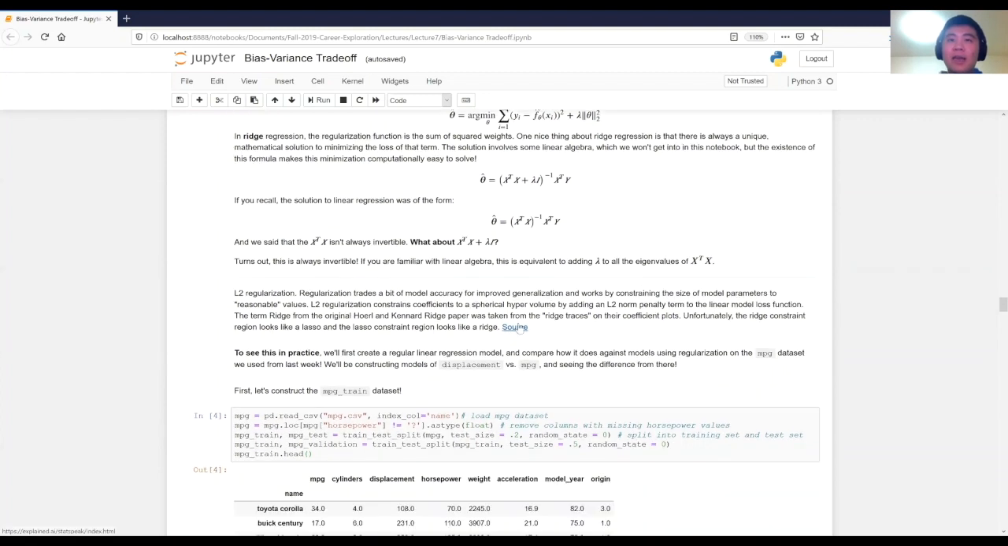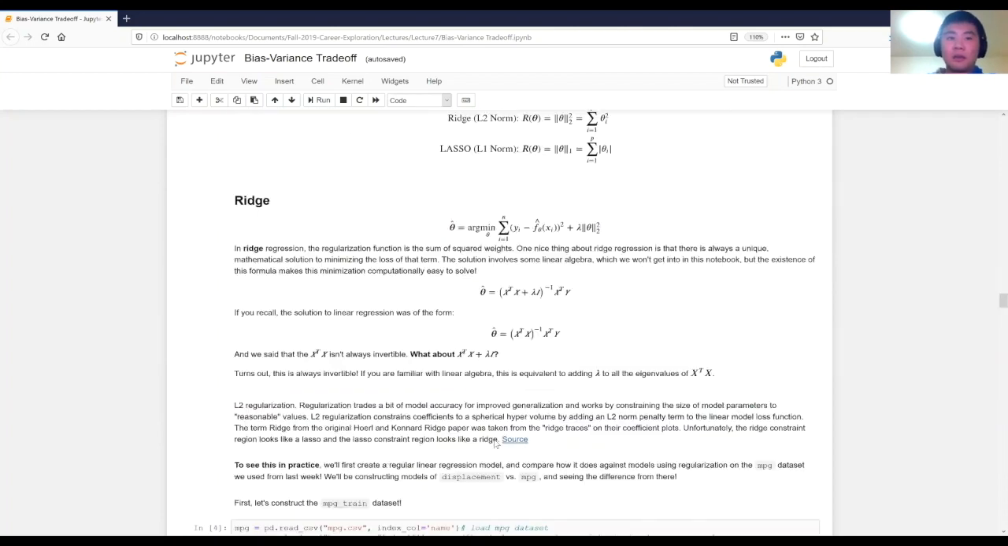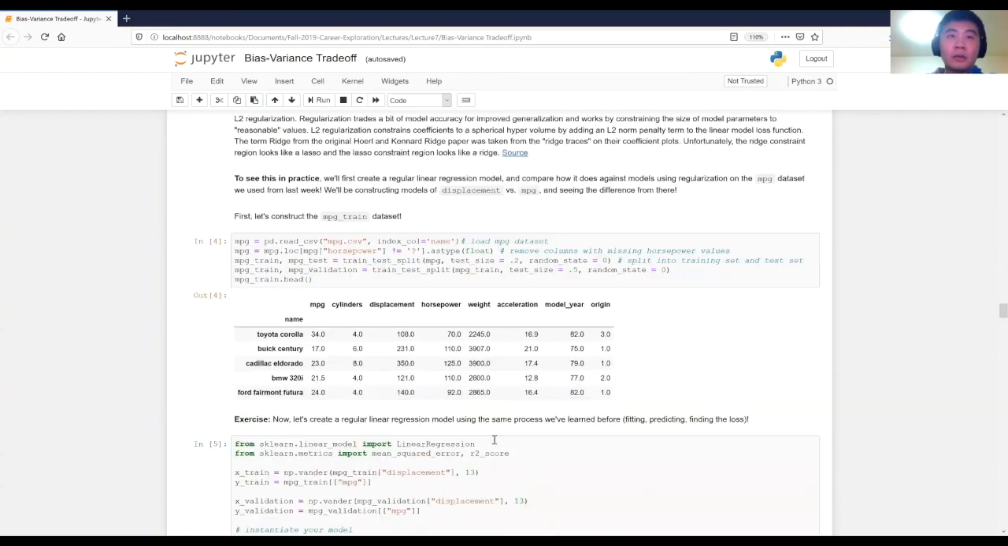Cool. This is time for our second attendance question, which is, what are the two most popular forms of regularization functions? As we described earlier, the answers to these are ridge regression and lasso, which are the L2 norm and L1 norm, respectively. In the answers, you can just write ridge and lasso. All right.